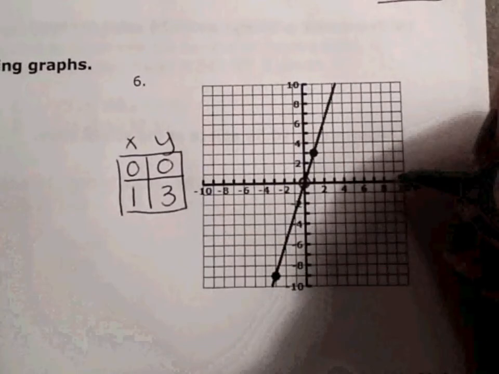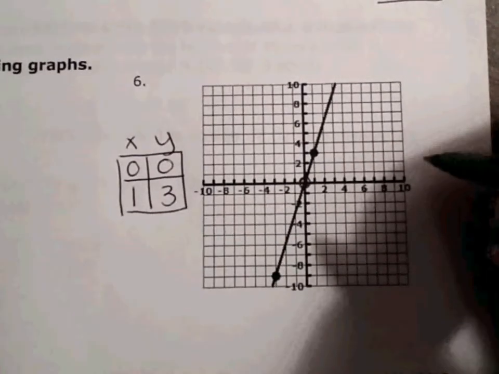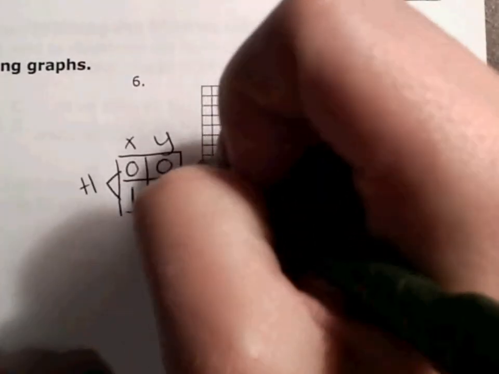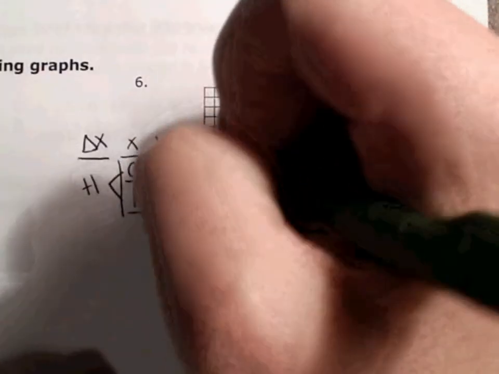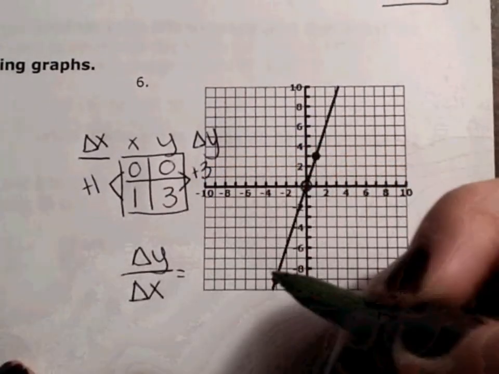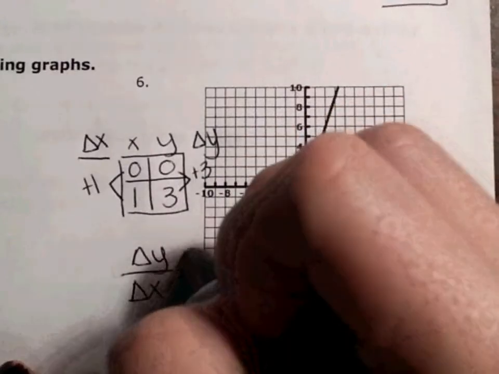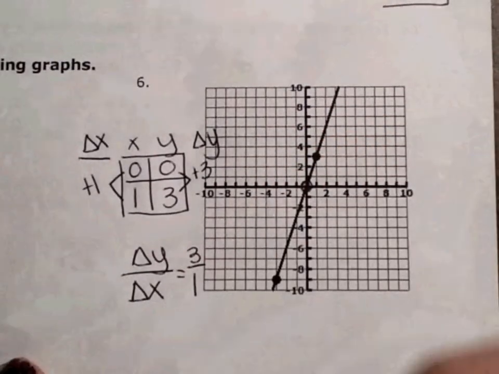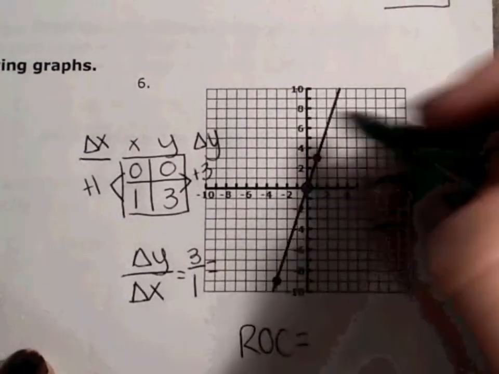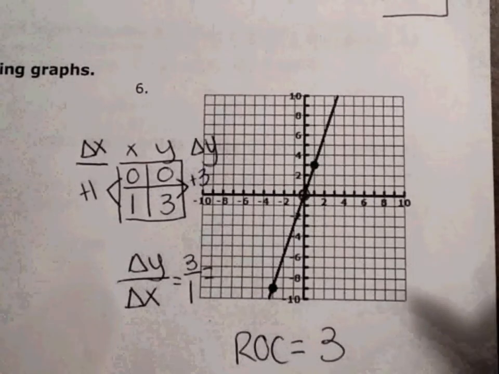We're going to go ahead and do exactly what we did before. We're going to put x and we're going to put y. Alright, so we're going from 0 to 1, so what's changing? We're adding 1. We're going from 0 to 3, we're adding 3. So this is going to be delta x, and this is delta y. Okay, so delta y divided by delta x gives me my rate of change. So I know that delta y here is 3, and I know that delta x is 1. So obviously this simplifies to being 3.